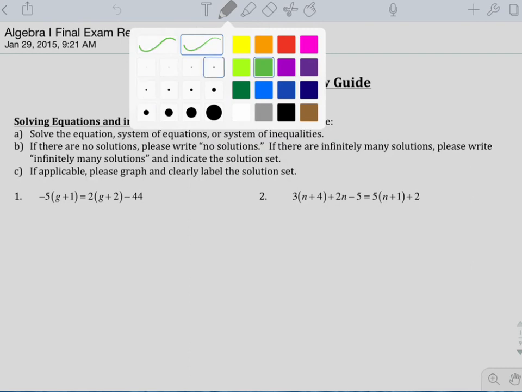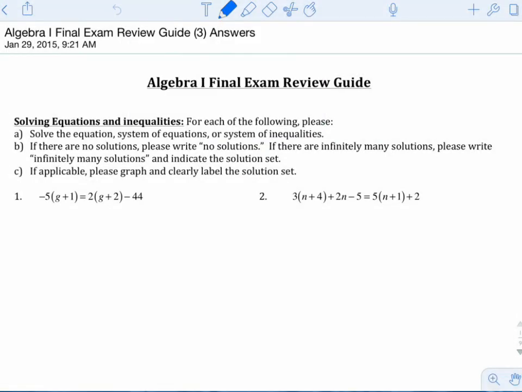And this first section is all about solving equations and inequalities. For each of these, we're going to either have an equation, or we might have a system of equations in which there are two equations at the same time, or even a system of inequalities, so two inequalities at the same time. And we're going to have to solve them all algebraically. Find all those numbers that, when substituted in for the variable, make the equation or inequalities true. If there's no solutions, we'll write no solutions. If there are infinitely many solutions, we'll write infinitely many, but we'll also indicate the solution set while doing so. And if there's a graph or a number line, we will graph the solution set too.